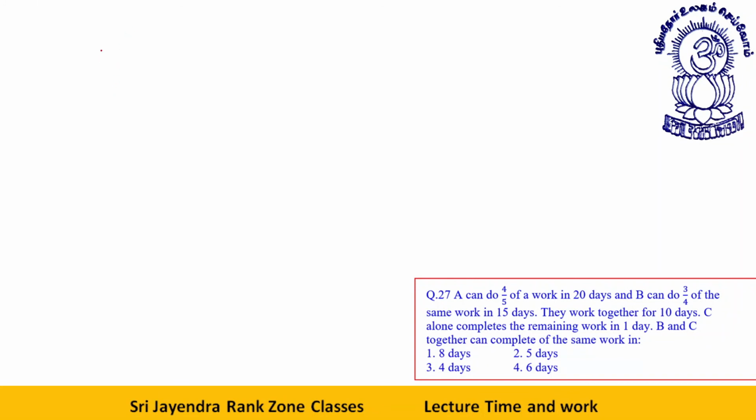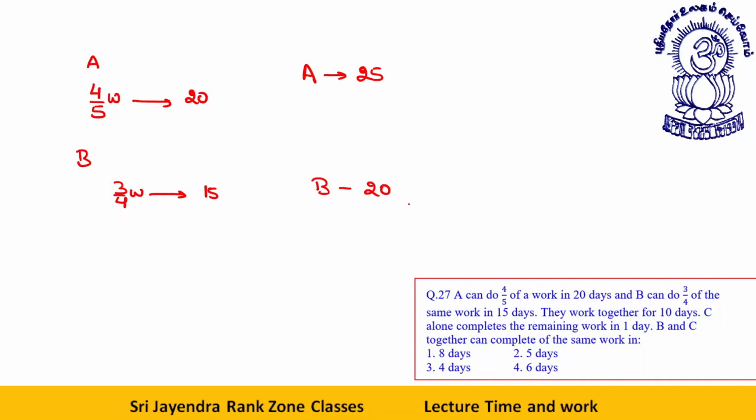A can do 4/5 of a work in 20 days. Let's talk about A. 4/5 work, 4 cancels with 20 to give 5, so A will do the complete work in 25 days. Let's talk about B. B can do 3/4 of the same work in 15 days. So 1/4 work in 5 days, complete work in 20 days. B can do the same work in 20 days.